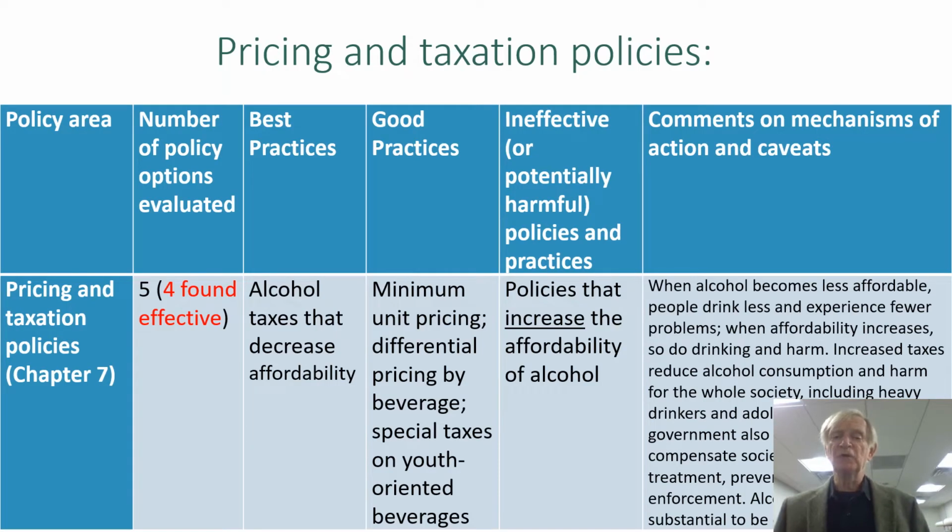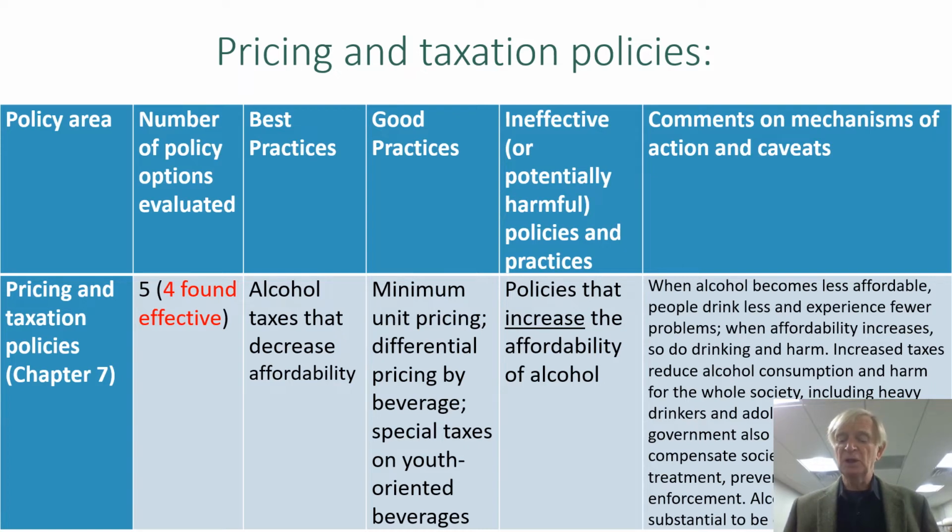So what did we find? Well, first, in the area of pricing and taxation policies, we evaluated 5. 4 of them were found to be effective. The most effective one was alcohol taxes that decrease affordability. These can be excise taxes or they can be sales taxes. And there's a lot of research and systematic reviews that indicate that when alcohol becomes less affordable, people drink less and they experience fewer problems. And when affordability increases, alcohol becomes cheaper, then that contributes to the level of harm in a society. Increased taxes, interestingly, reduce alcohol consumption and harm in adolescents and even in people with alcohol dependence.